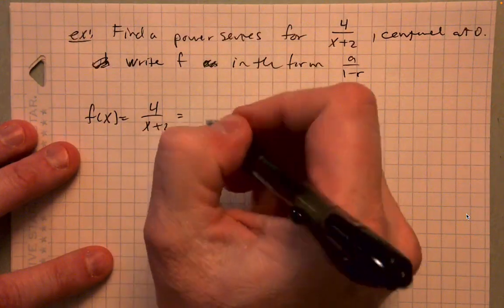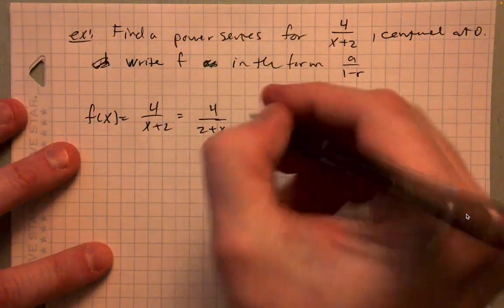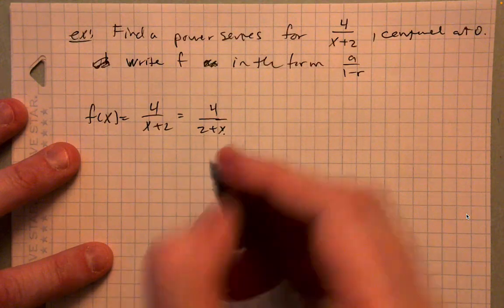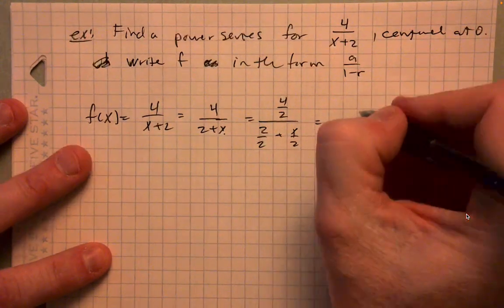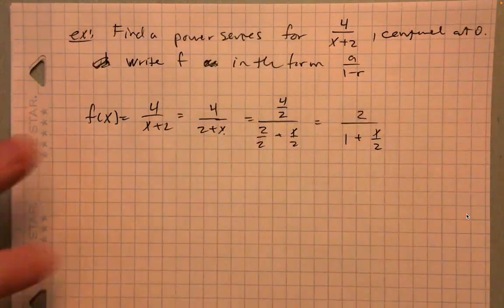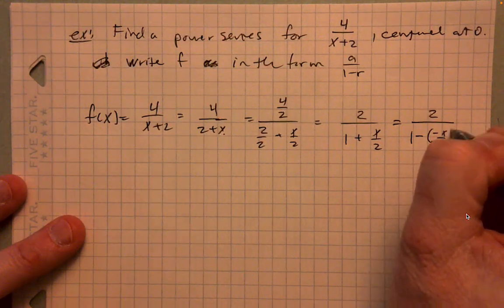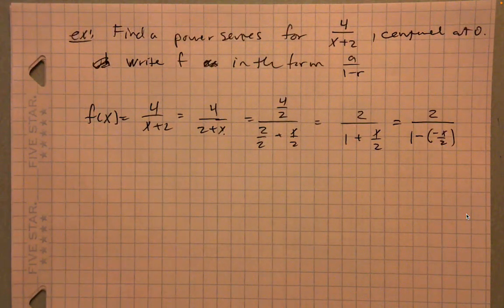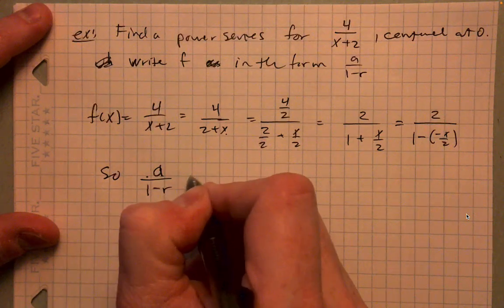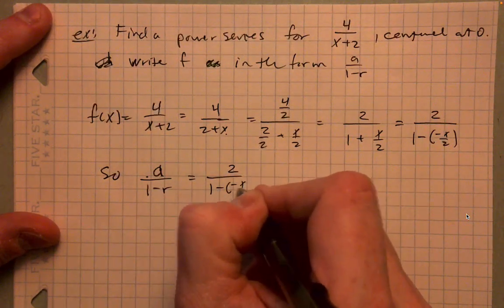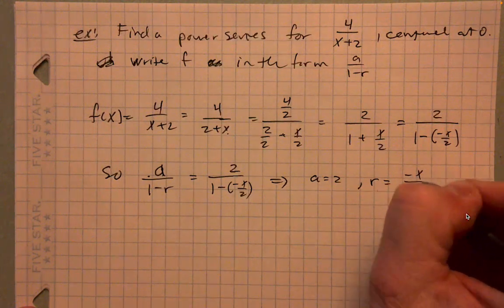So this is going to be equal to, let's kind of reverse it, 4 over 2 plus x. The x will be our r, and so we need to figure out what that is. So let's divide everything down by 2, first of all, because this needs to be a 1. So that'll be 4 over 2 over 2 over 2 plus x over 2. So it'll be 2 over 1 plus x over 2. And then technically we would have 2 over 1 minus negative x over 2. So a over 1 minus r is equal to 2 over 1 minus negative x over 2. And that obviously implies that a is 2 and r is negative x over 2.